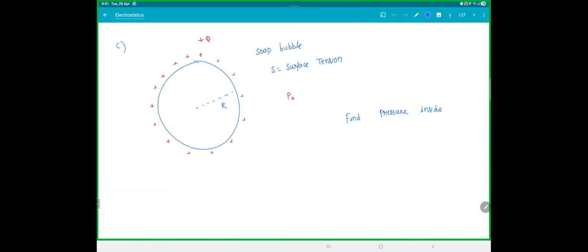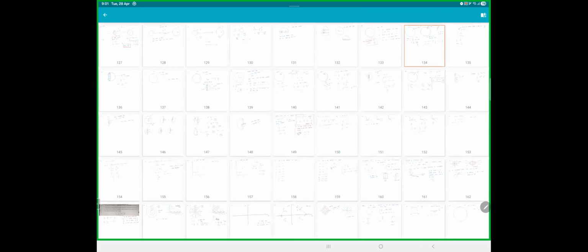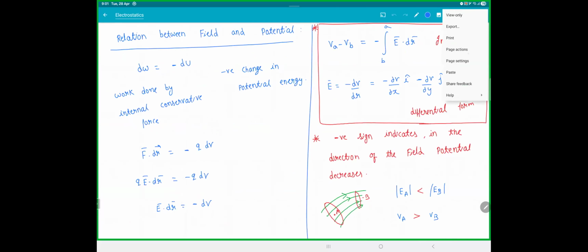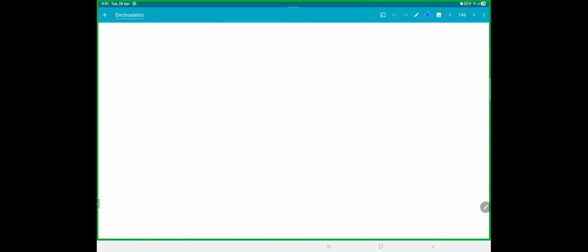This is one. There is one more model I wanted to do. I'll just add it somewhere in the middle here. See. Let's do this question. I think I forgot to do this. Field inside a cavity.